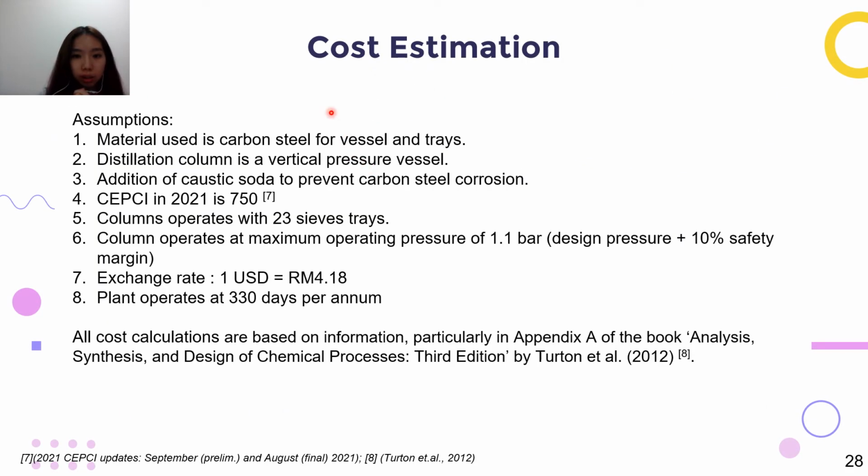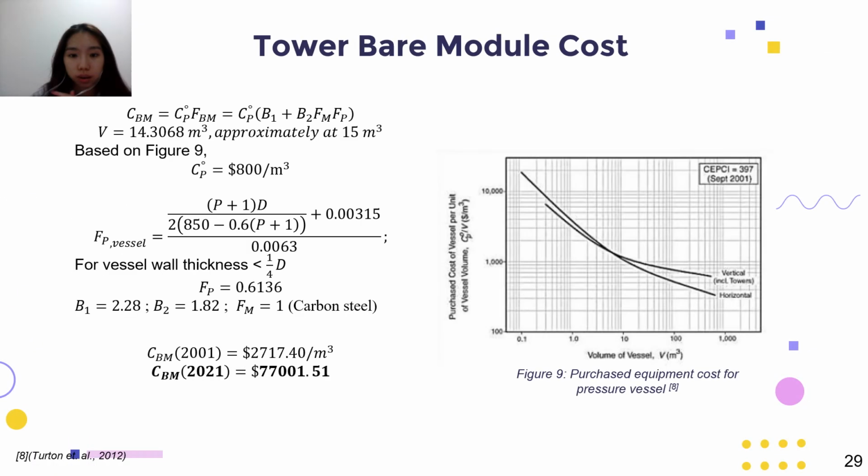For cost estimation, these are the assumptions made. The distillation column is a vertical pressure vessel with sieve tray. All the cost calculations are based on Appendix A of the reference book by Turton 2012. First, we have to calculate the tower bare module cost using the formula given. To do that, we have to determine the volume of the vessel, which is approximately 15 meter cube.